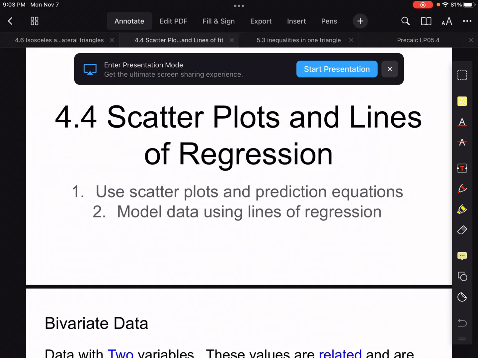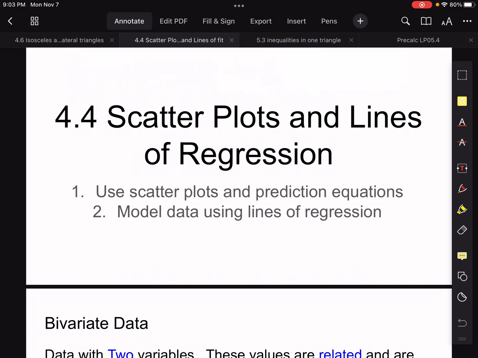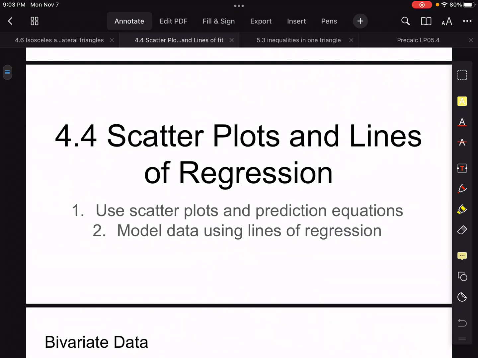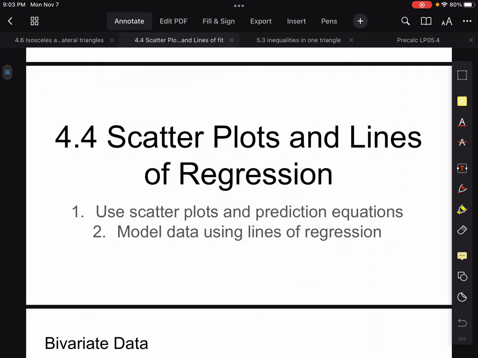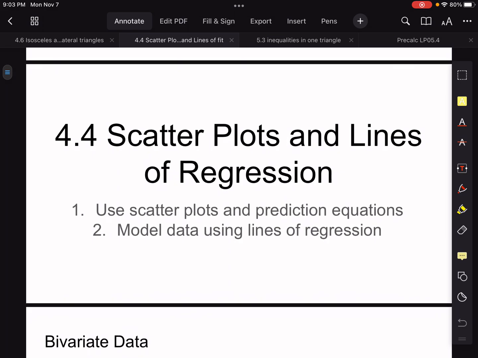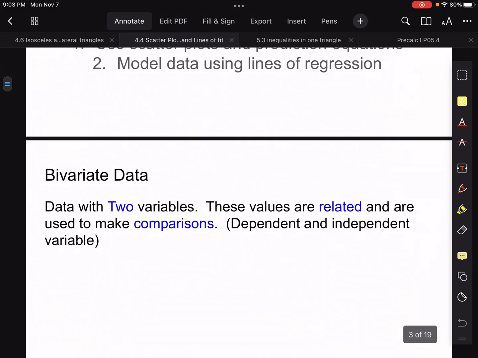All right, guys, for 4.4, we have scatter plots and lines of regression, which we've talked about a little bit in class, I believe. So let's just cruise through this. This is going to be kind of a fast lesson. Feel free to pause it if you need to, ask questions of me maybe in class at some point, but let's just jump through this. So we have 4.4 scatter plots, lines of regression.